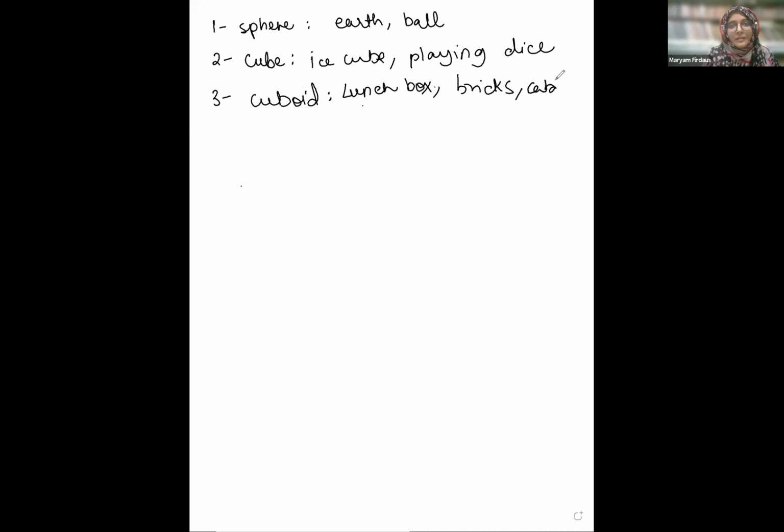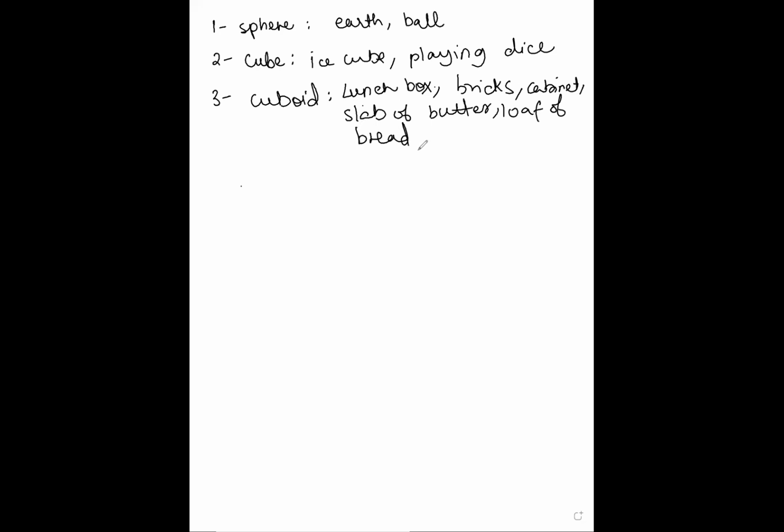You said cabinet. Okay, we have a slab of butter. We have a loaf of bread. Okay, we can have n number of examples for cuboid because it's a very common shape. Usually the cartons that we use to transport material, to store stuff, are cuboids because cuboid is very easy for storage.